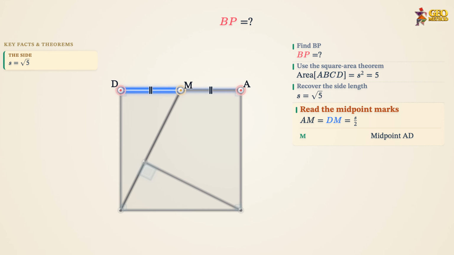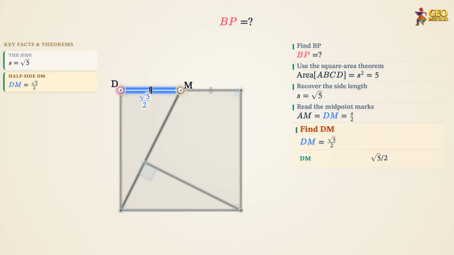The two strong equality marks show that M is the midpoint of segment AD. Therefore, segment AM and segment DM are each half of the side. Substitute the side length. Segment DM equals root 5 over 2. This half side is the short leg of the first right triangle.